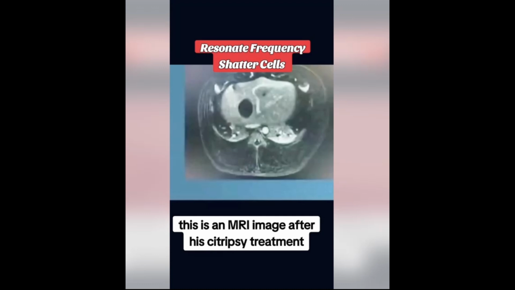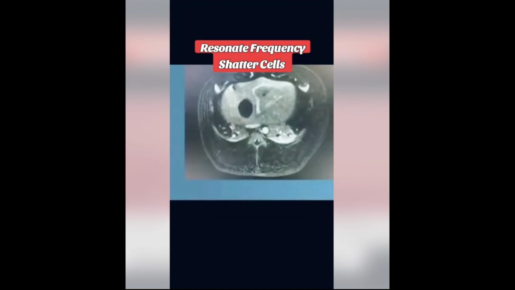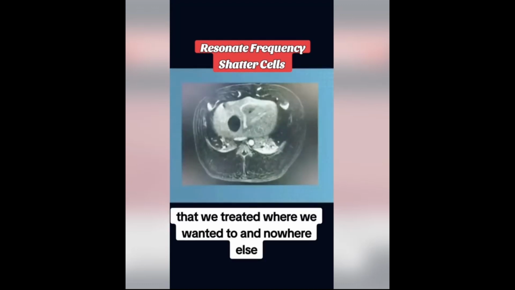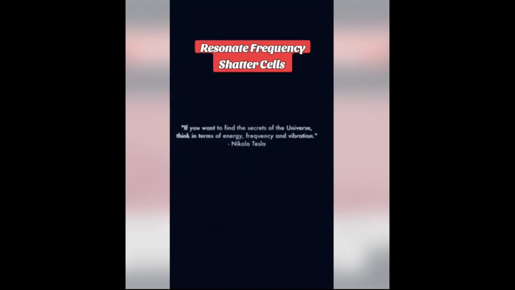This is an MRI image after histotripsy treatment in a preclinical model. That dark circle there is the treatment zone. Notice the precise surgical-like boundaries: we treated where we wanted to and nowhere else.